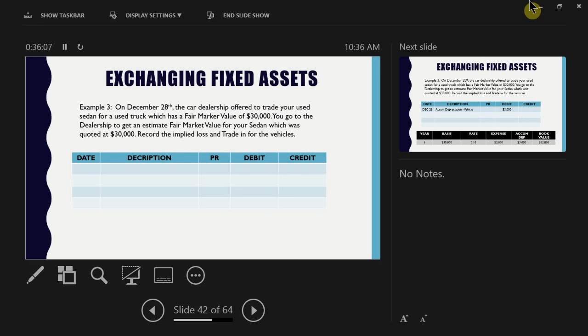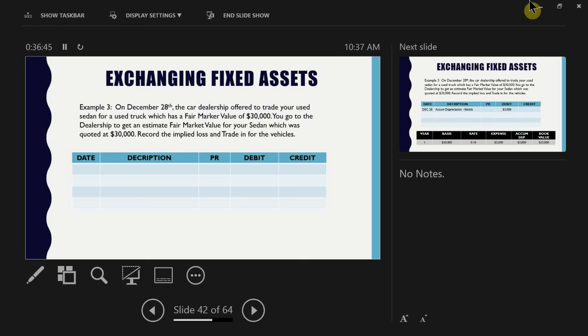You decided that, you know what, a sedan is just not going to cut it. I'm going to trade in my car for an actual truck. So in this case, your dealership offers you a trade-in buyout value for your used sedan for a used truck, which still has a fair market value of $30,000. So right now, they have a car for you at the lot saying, hey, if you buy it right now, it's slightly used, but it's worth $30,000. That's what the price is right now.